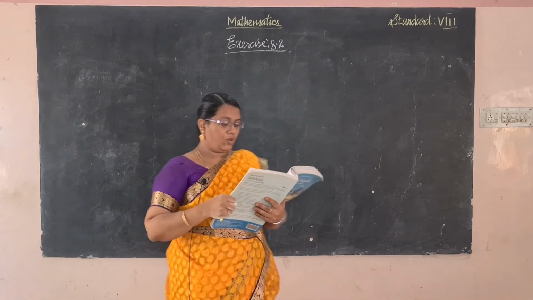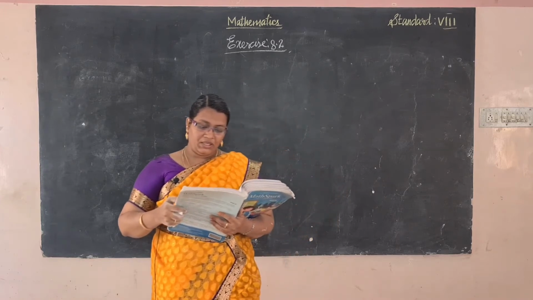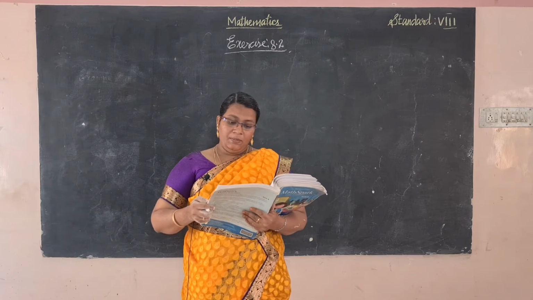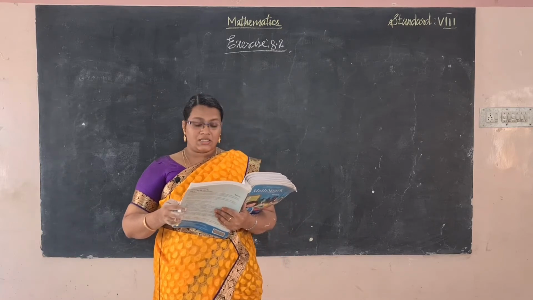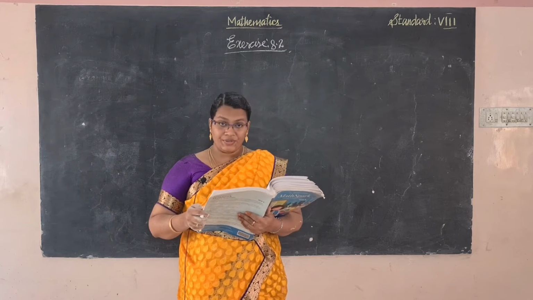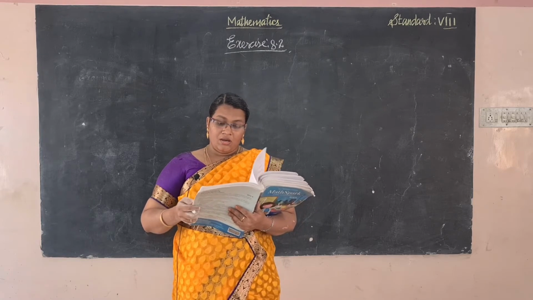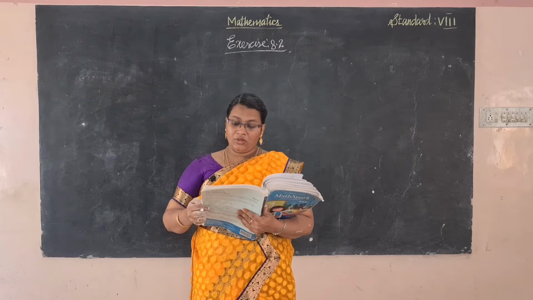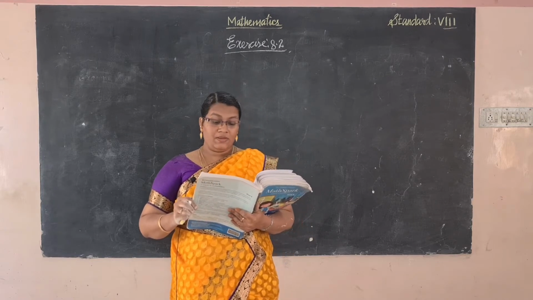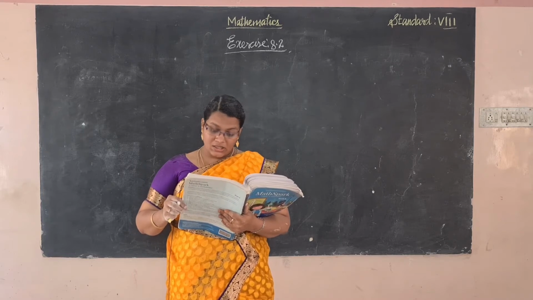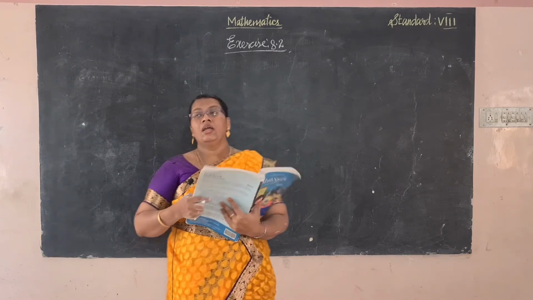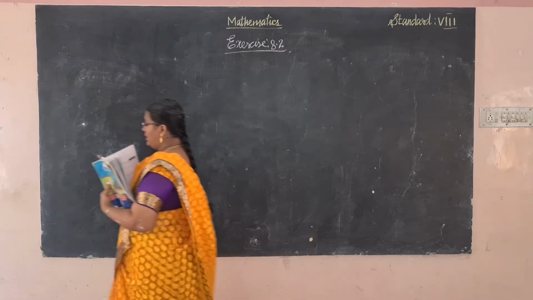See the first problem. Find the compound interest on rupees 34,000 at 10% per annum for 3 years. So we have to find the compound interest on rupees 34,000. We consider that amount as the principal, the rate of interest is 10% and the number of years is 3 years. Right, that is the given data.